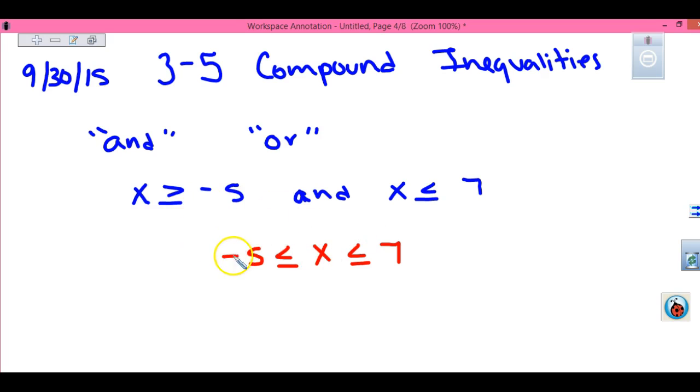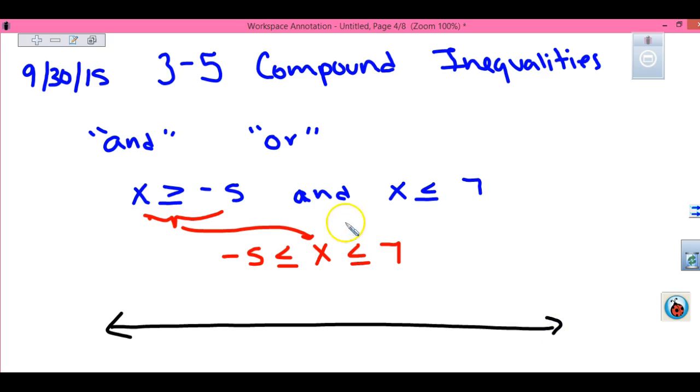Do you see why? What happened here? Just put the x in the middle and switch these around. So now it reads -5 is less than or equal to x and x is less than or equal to 7.